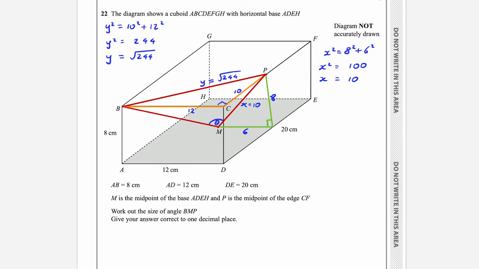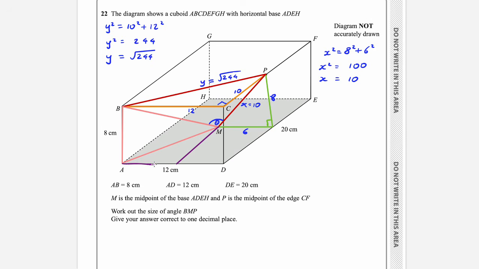Let's make it pink. Okay, this guy, and this guy. Now I actually don't have this length here, but I can find it using another triangle. This question is turning out to be a bit of a nightmare, but whatever. Let's do another triangle here.